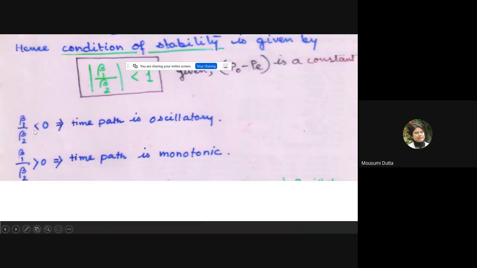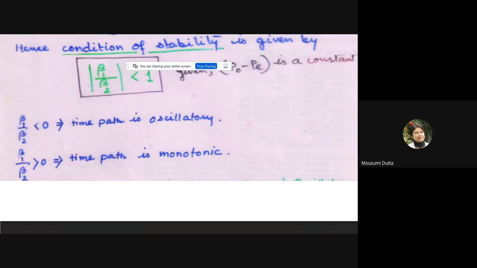So here, if you look at it, beta 1 by beta 2 negative indicates the time path is oscillatory. Why oscillatory? Because for the even power, you are getting a positive value, and for the odd power, you are getting a negative value. So it is coming down to the equilibrium, moving up to the equilibrium. Next, when beta 1 by beta 2 is greater than 0, the time path is monotonic.